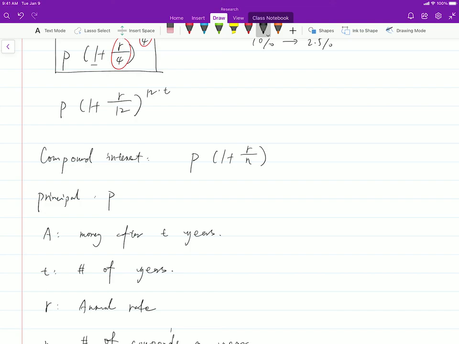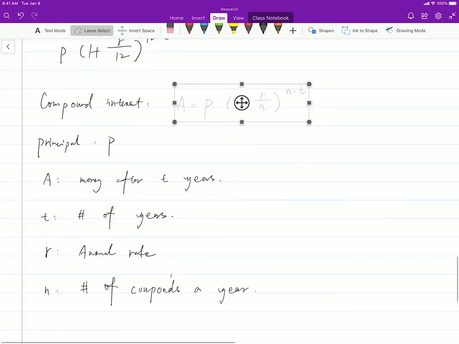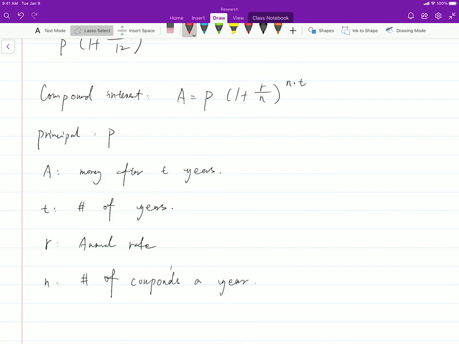If N equals 1, it's the annual rate. N equals 4, it's the seasonal rate. Raised to the power of N times the number of years. That equals your final money you will receive from compound interest. That's the formula. Okay. This will be the first big formula we need for this section.